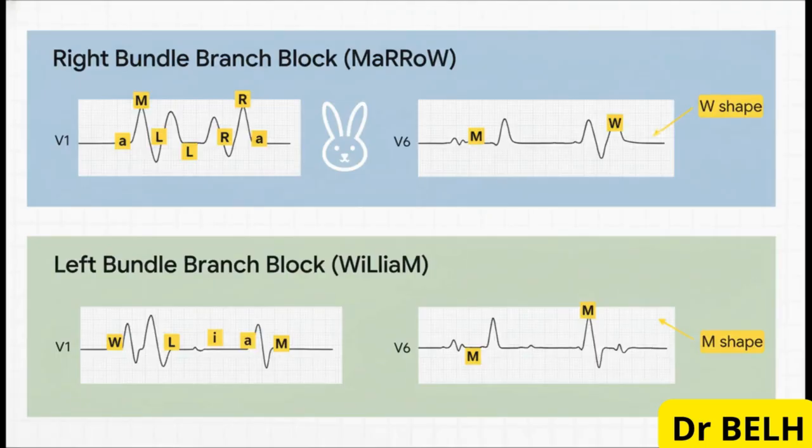For a right bundle branch block, I want you to look in lead V1 for a pattern that looks exactly like a pair of rabbit ears. I'm serious. Once you see it, you'll never unsee it. For a more technical way, you can use the mnemonic William Morrall. If you see a W shape in V1 and an M shape in V6, think William for a left block. If you see an M in V1 and a W in V6, think Morrall for a right block. It's almost like the heart is using turn signals to tell you exactly which side is blocked.